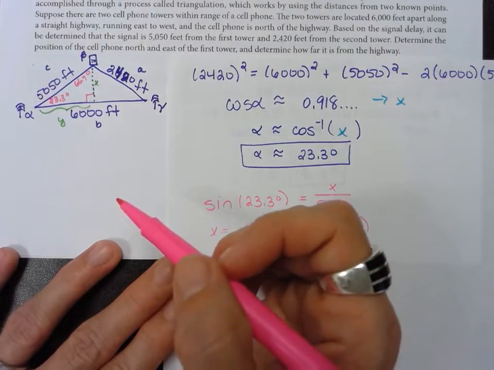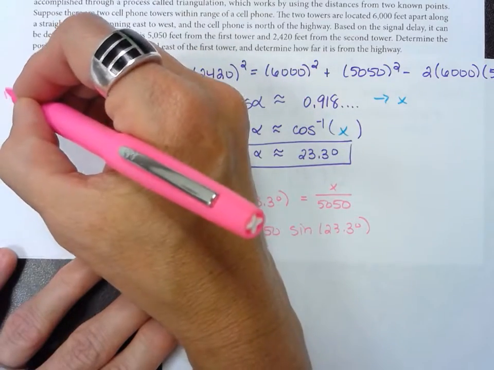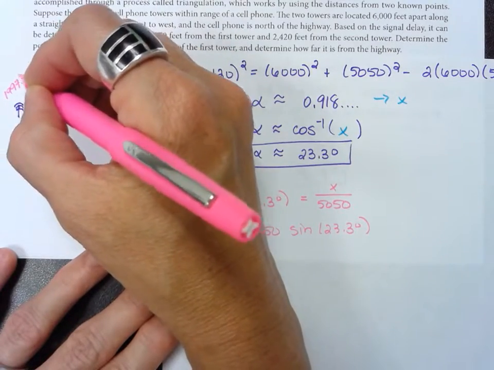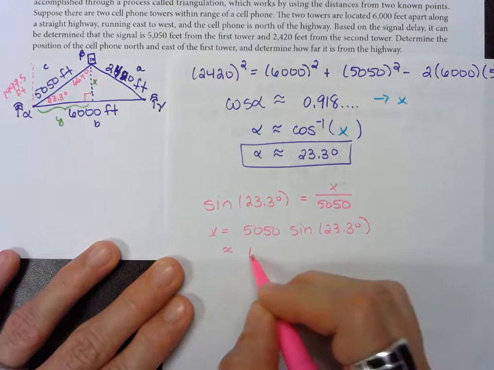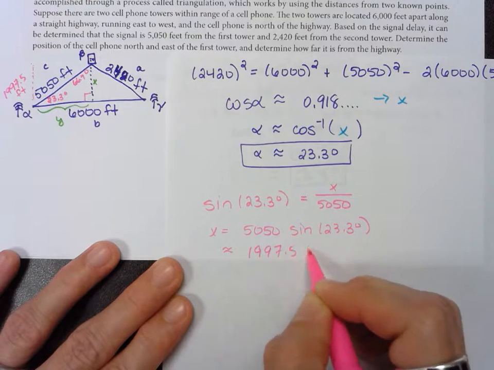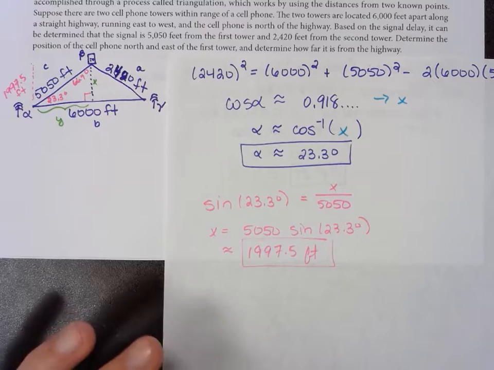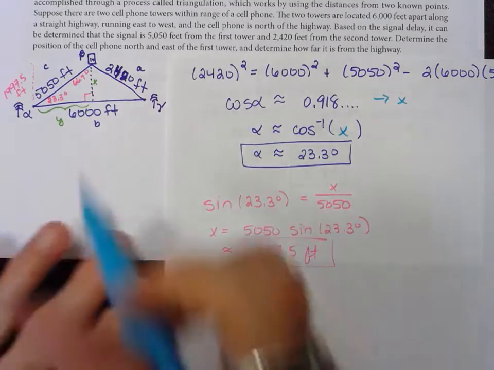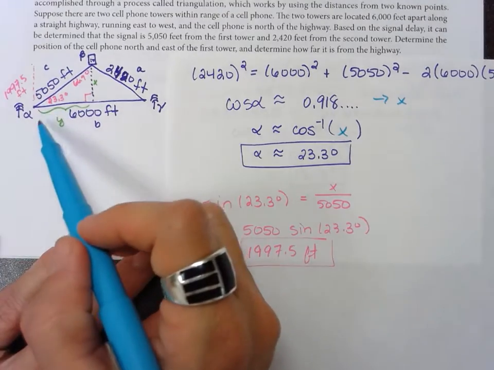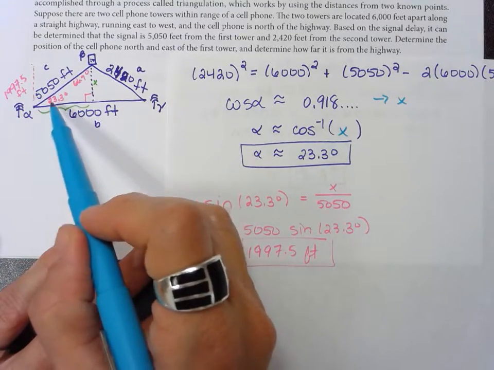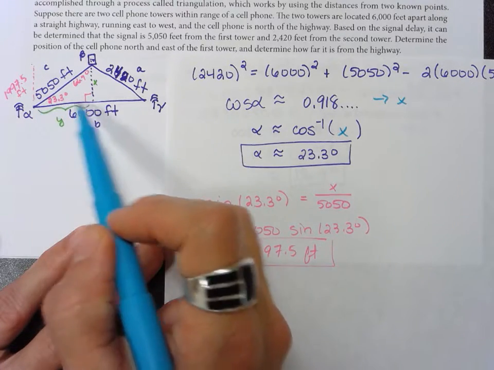So what did we just find? We actually found this distance right here, 1997.5 feet. Okay, but what else do we need to know? We also need to know x right here. So, well, we just found x. We need to know y. This would be adjacent to this angle, right? So we will know adjacent and hypotenuse.